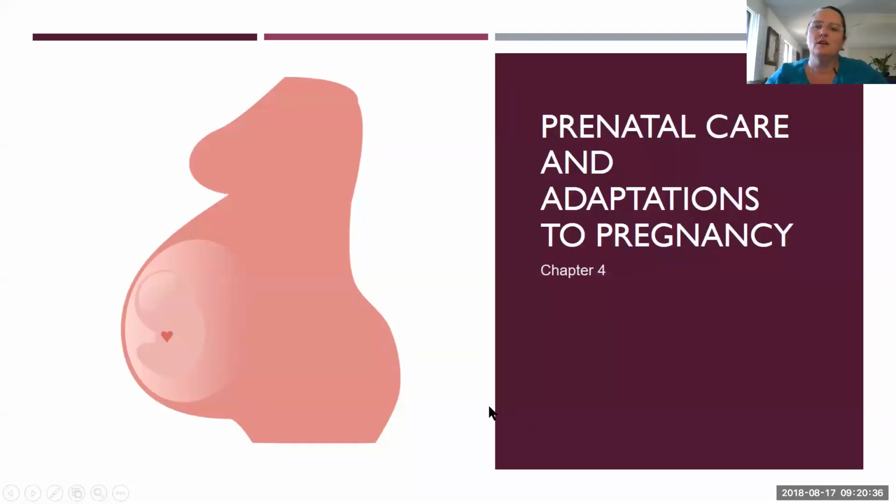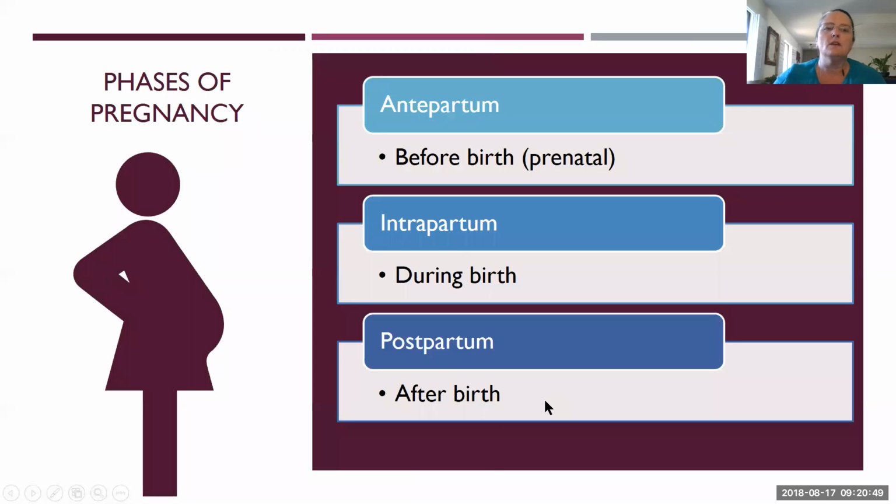Good morning, students. Today we're going to be going through Chapter 4, which is prenatal care and adaptations to pregnancy. This is a little bit of a longer slide presentation, so give yourself some time to get through this one. We're going to be talking about the phases of pregnancy.